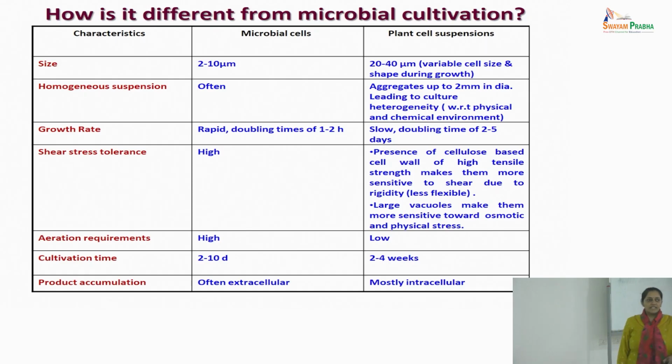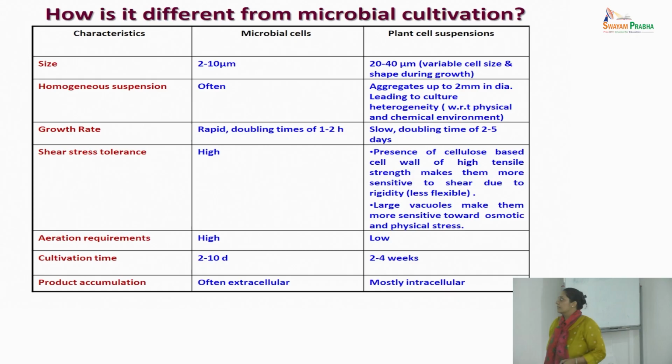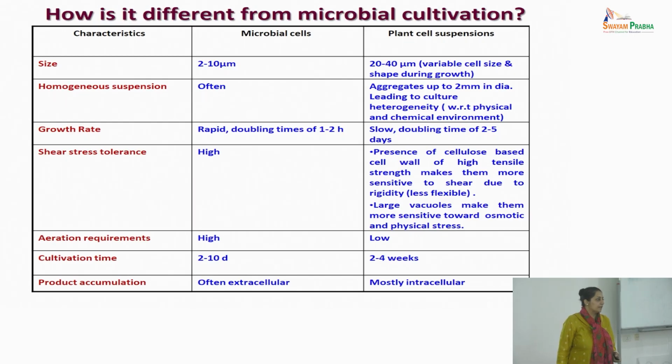So if you see the size, plant cells are relatively much larger in size than the microbial cells. This will have an impact on the shear forces which get generated, the impact of shear on them, the composition of the cell wall. Like for example, in your plant cells, yesterday there was a question that they have a thick cell wall, a well-defined cell wall, then why shear? It's because of the high tensile strength and the cell wall rigidity of plant cells that they become more shear sensitive because they are less flexible.